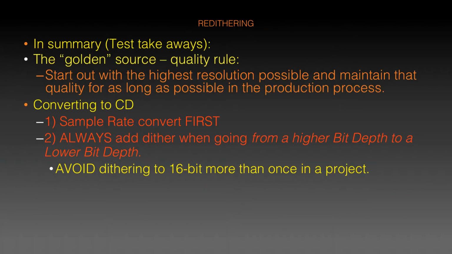So, in summary, these are the things that you need to remember for the Pro Tools test. You always start with the highest resolution possible and maintain quality for as long as possible throughout your production process. If you're converting to CD, you do the sample rate conversion first. Then, if you need to go from a higher bit depth to a lower bit depth, that is where you add dither. Dither relates to dynamic range, it relates to bit depth. And of course, because you're adding noise, you only want to do dithering once.